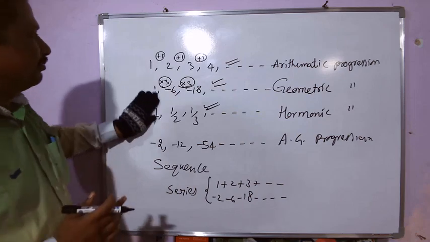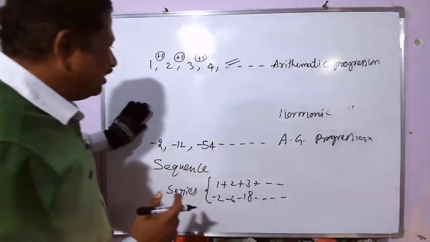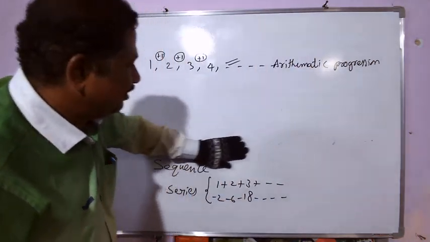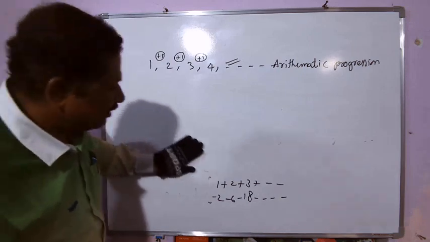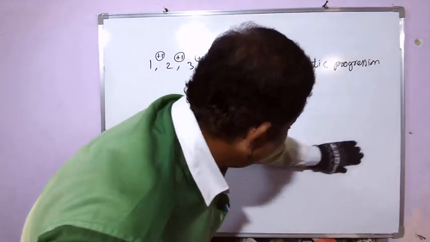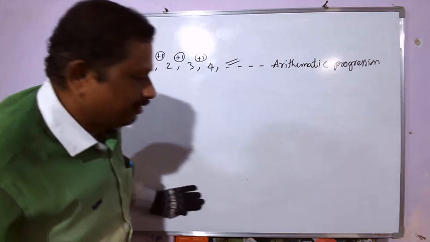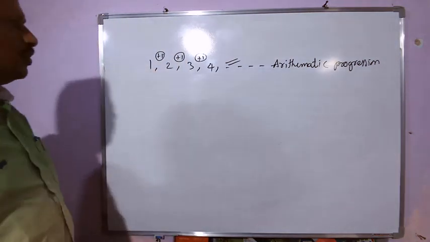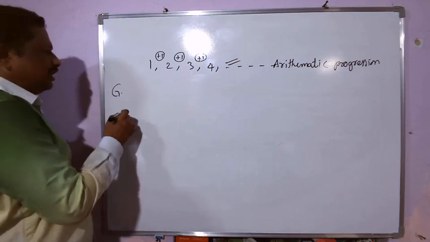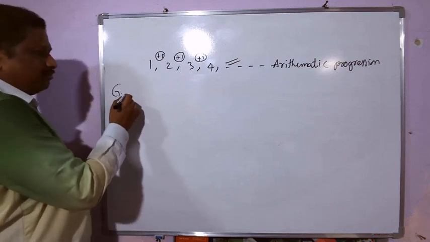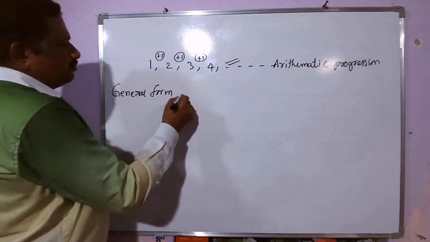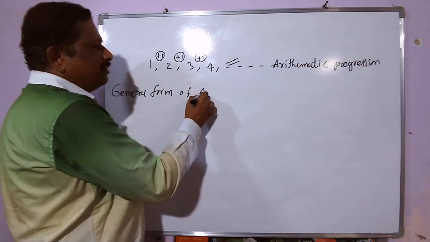What is arithmetic progression? All terms are arranged in a certain order. All terms are obtained except the first term. The remaining terms are obtained by adding a constant term to their previous terms. So it is called arithmetic progression. So the general form of AP, arithmetic progression.